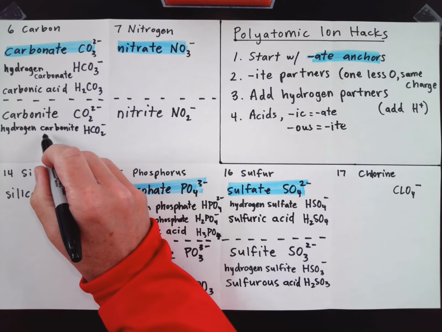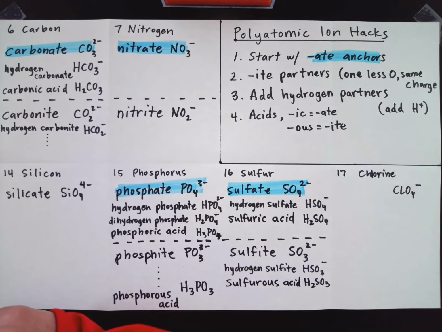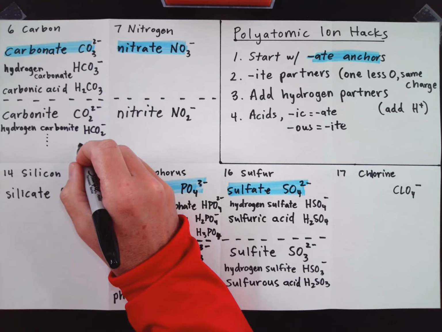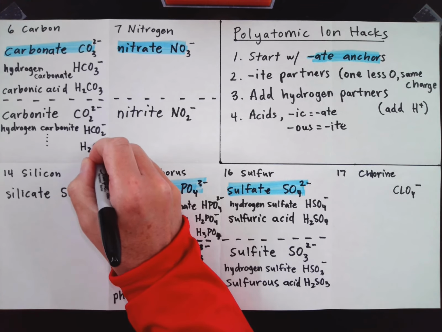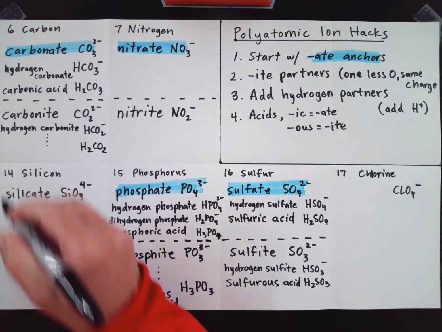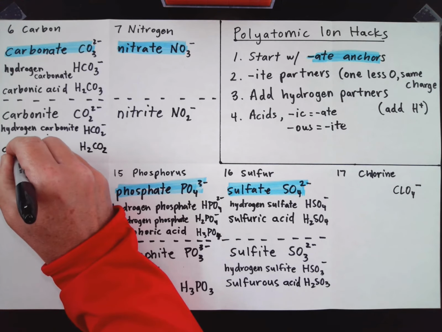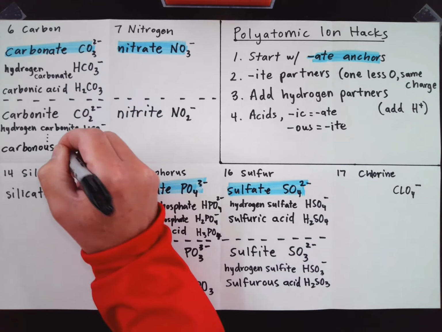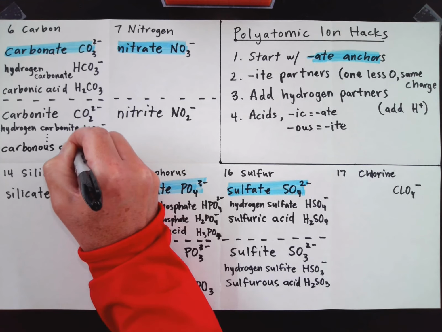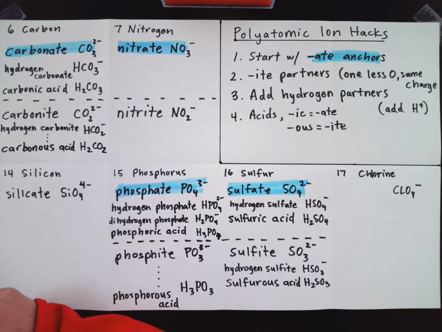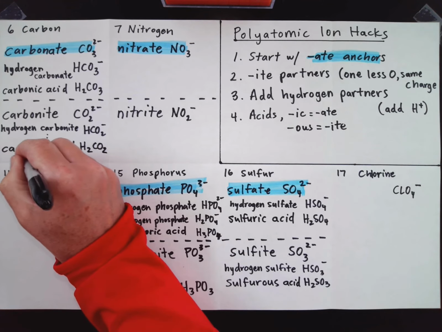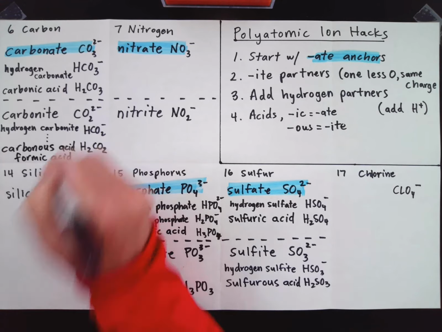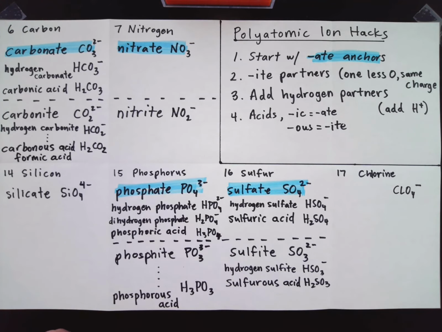Same thing here, not super common, but if I follow down the trend, I guess I could have just added it. H2CO2 is carbonous acid. And that one actually goes by a more common name, formic acid. So if you've heard of formic, that's kind of the historical name for carbonous acid.